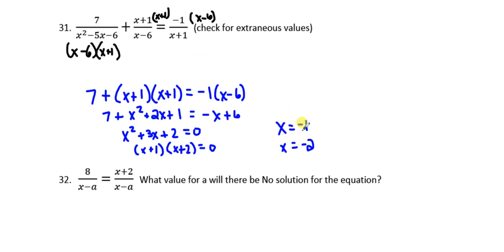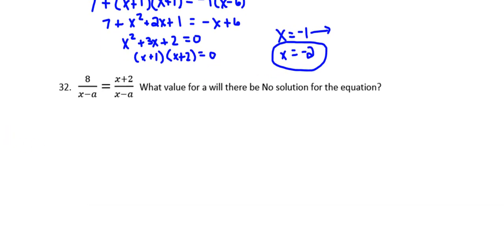And I mentioned before, it can't equal -1. So this one's not a solution. So our only answer is x equals -2. Well, that's fun.